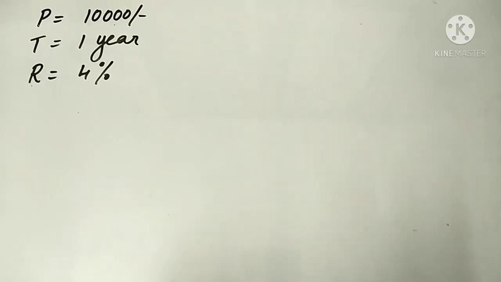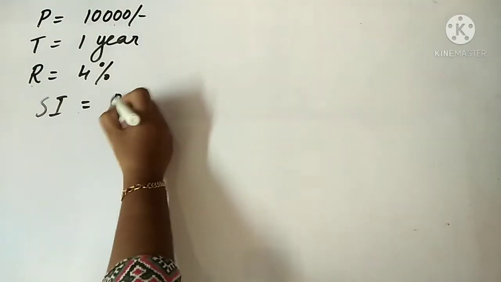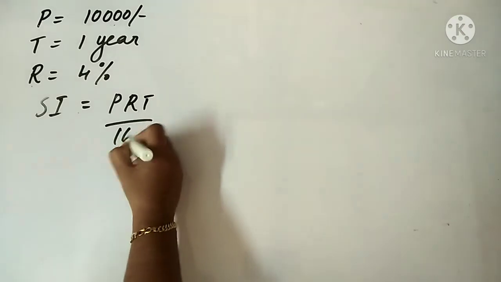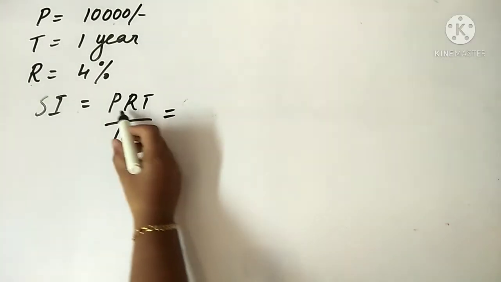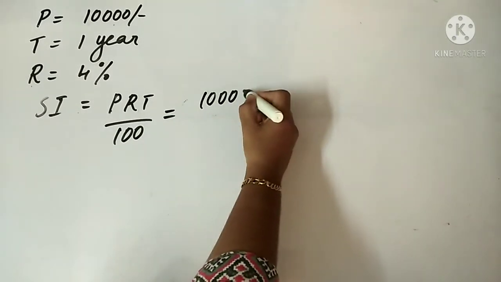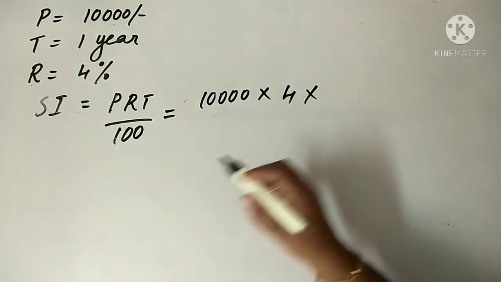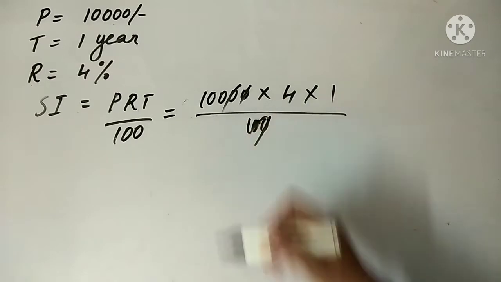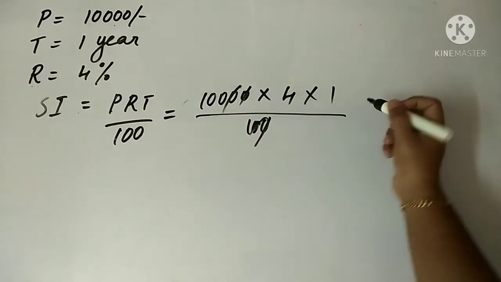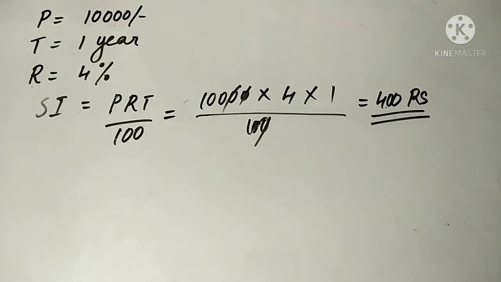So first we have to find the interest. To find the interest, we use the formula simple interest is equal to PRT by 100. That is equal to, substituting the values, P 10,000 into R rate of interest 4 into time 1 year by 100. These zeros get cancelled. Balance 100 into 4 is equal to 400. So the interest amount is 400 rupees.